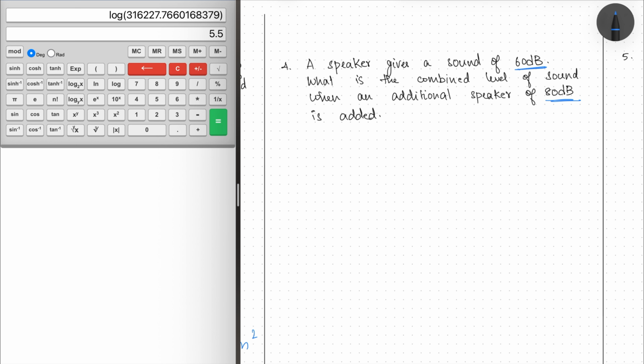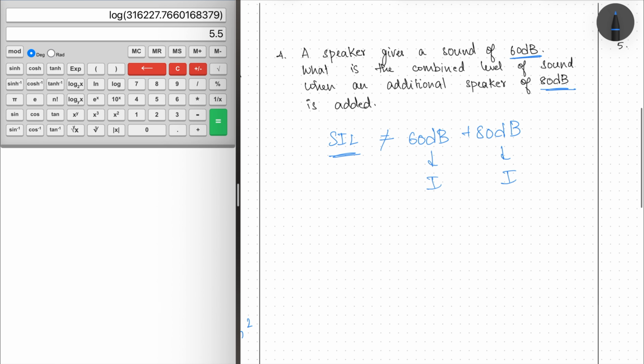So, this is another important thing. Your sound intensity level cannot be added like 60 decibel plus 80 decibel. It's not additive that way. You have to find the sound intensity of each, like I for each, and then you have to add it and then convert it back to your sound intensity level. Okay, so let us consider this to be our I1 and this to be our I2.